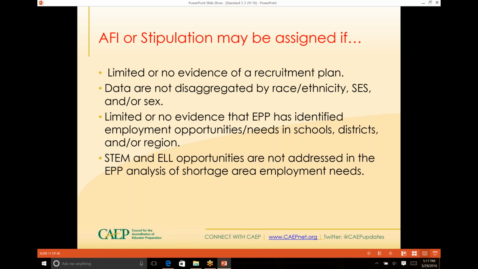And a stipulation is of sufficient severity that CAEP may request evidence that you've remediated this, that you've come into compliance is another way to say it, that you've fixed what's wrong within 2 years. Okay, so areas for improvement need to be addressed within 7 years, sometime as you're moving towards your next accreditation visit. A stipulation will need to be addressed much sooner.